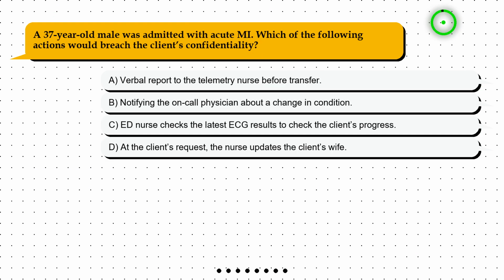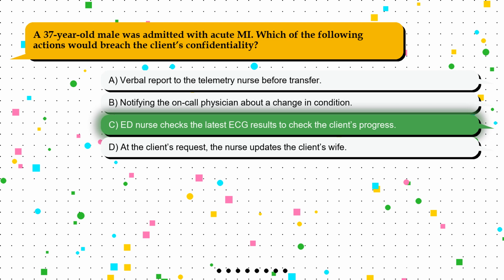Question 8. A 37-year-old male was admitted with acute myocardial infarction. Which of the following actions would breach the client's confidentiality? Option A, a verbal report to the telemetry nurse before transfer. Option B, notifying the on-call physician about a change in condition. Option C, head nurse checks the latest ECG results to check the client's progress. Option D, at the client's request, the nurse updates the client's wife.